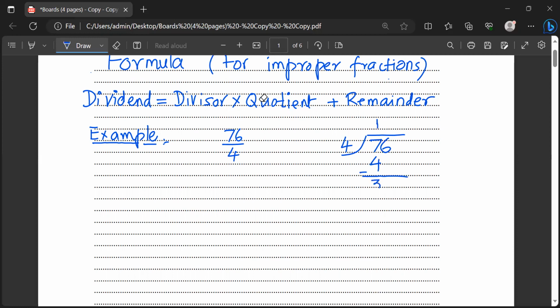It is 3. Then we copy this 6, 36, and 4 times 9 is 36. When we subtract, 0 is the remainder. So 19 is the answer. You can say that 76 over 4 is equal to 19.